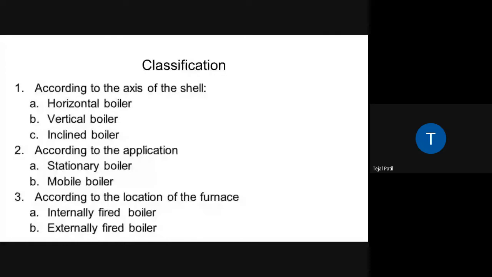So let's revise it again in a short time. According to the axis of the shell, it is classified as horizontal boiler, vertical boiler, and inclined boiler. Okay, so depending on its orientation, I will show you the different models today.